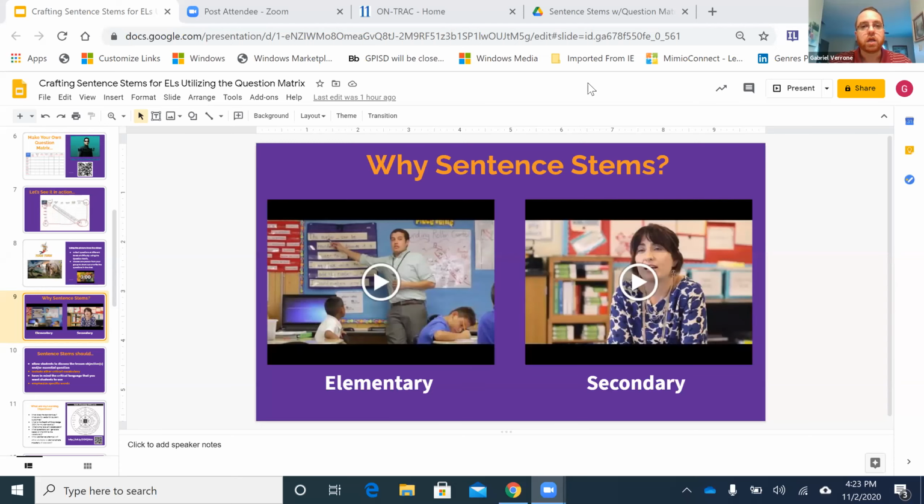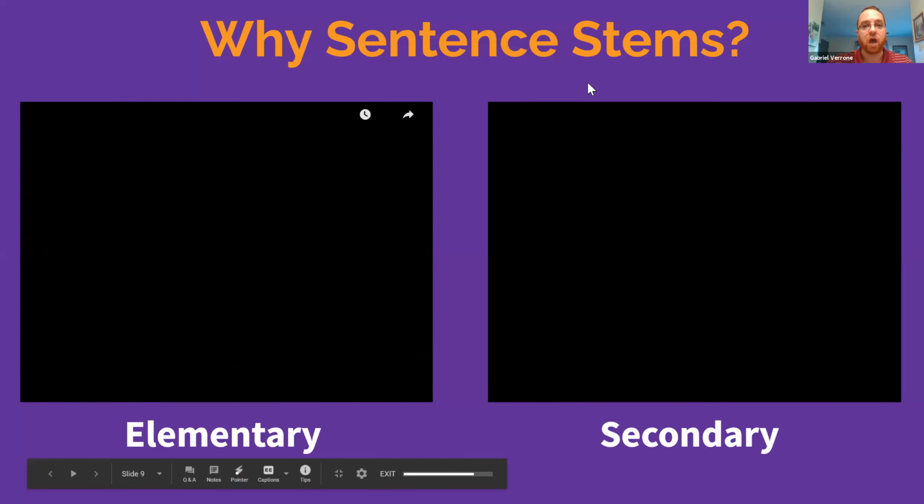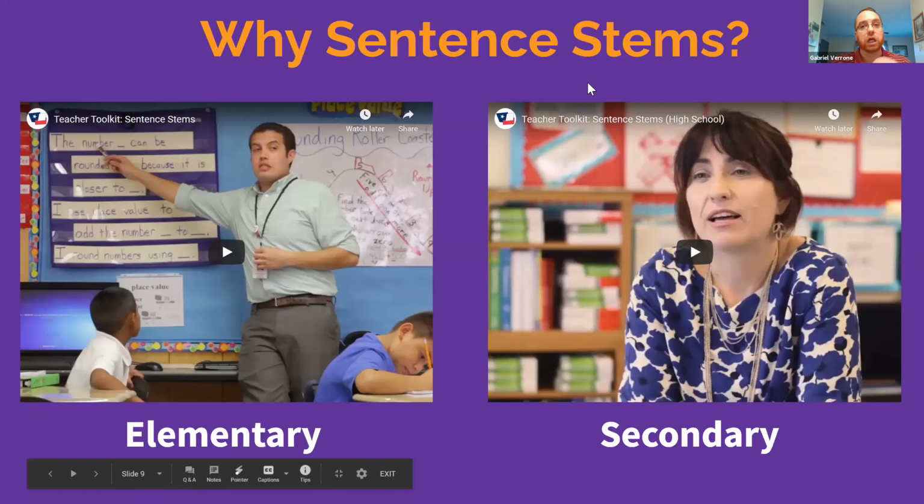Okay, so we talked about the question matrix, and that is the tool that we're going to use to help us generate questions and then accompanying sentence stems for our English learners and all of our other students to be able to respond using academic language, right? But let's take a look at what sentence stems are, when they are appropriate to use.